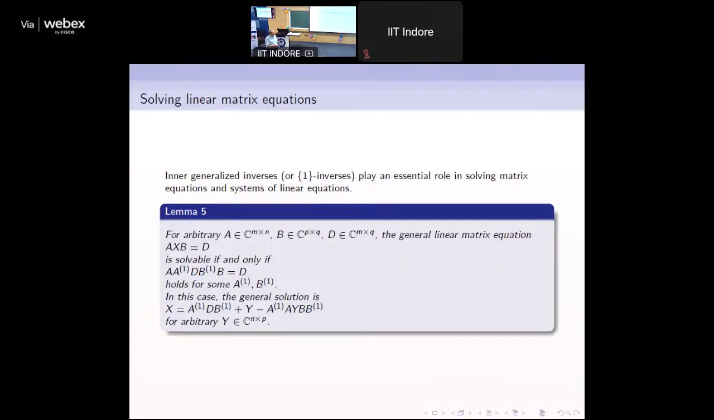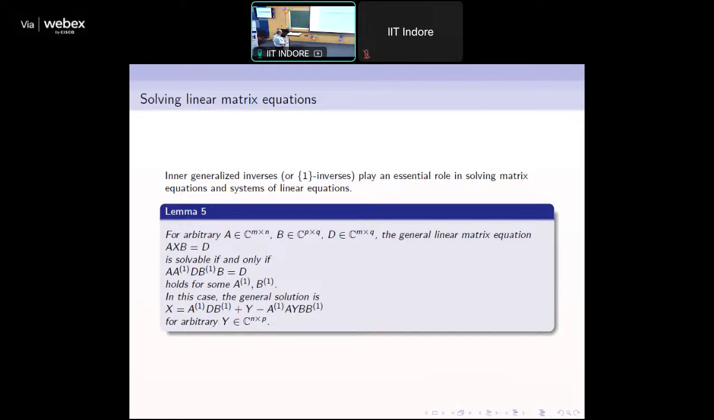So here is, I will say, the most important application of G inverses. Using inner inverses, we can continue linear algebra. We can solve such a linear matrix equation.